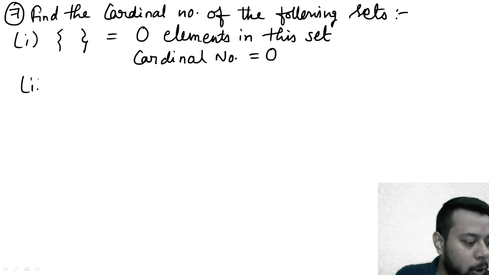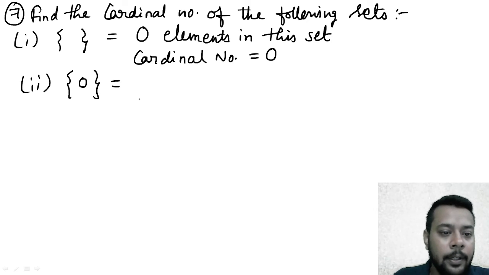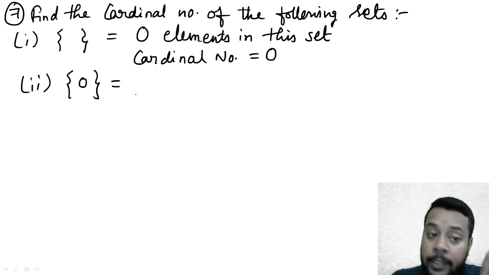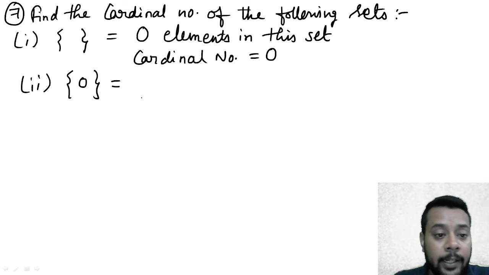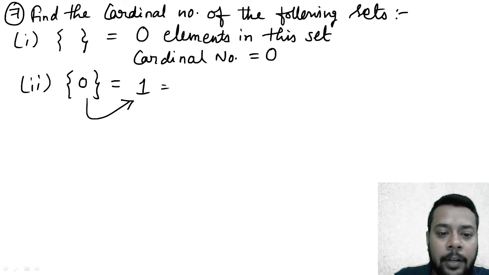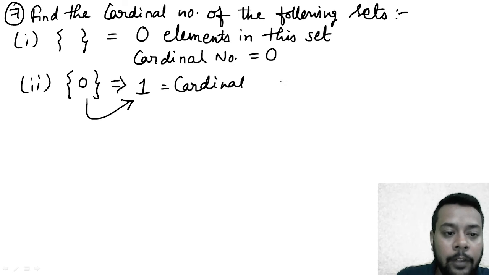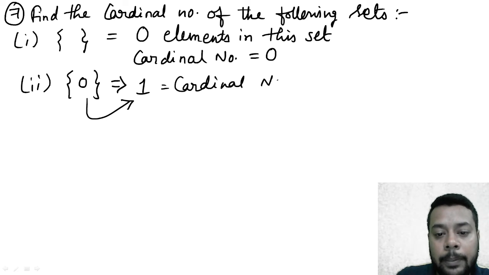Talking about subpart 2, here we have only 0 in this set. Though it is 0, there is some element in this set. How many elements can we see? One element. So 1 will be our cardinal number here.